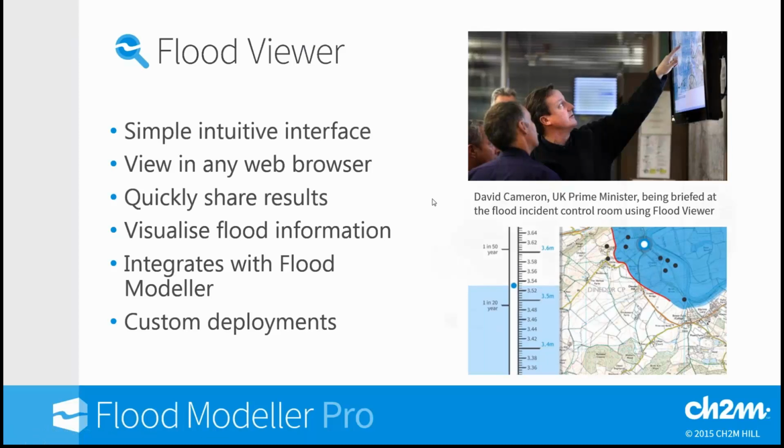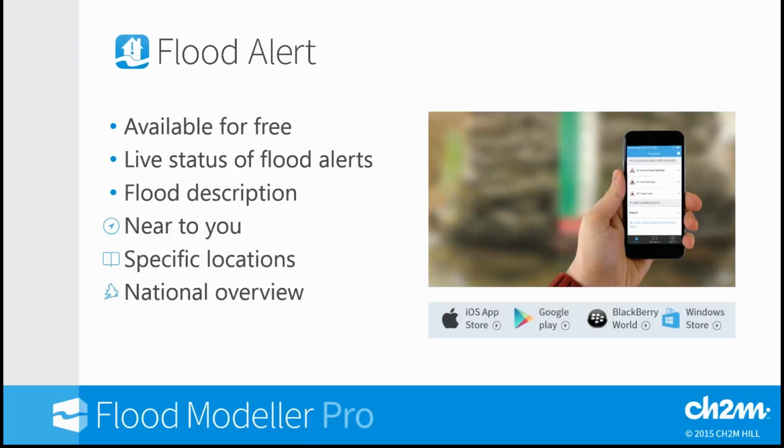Flood Alert. It's available for free, and it's not here in the United States, but it's an example of what we can do with mobile technology to alert people. It can give a live status of flood alerts. It's available on multiple platforms. You can see here it's in the Apple Store, Google Play, BlackBerry, and Windows. And it's customizable. That's what I really enjoy about this suite of products, is that you can do a lot of different things with it. You're not locked into, this example that you see here is for the UK Environment Agency. But you could do it for other agencies and other situations.